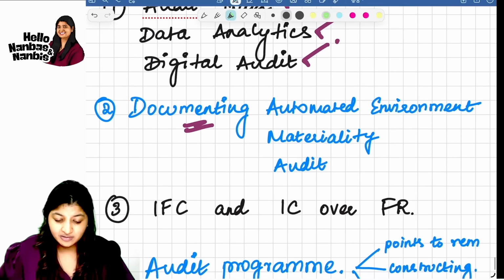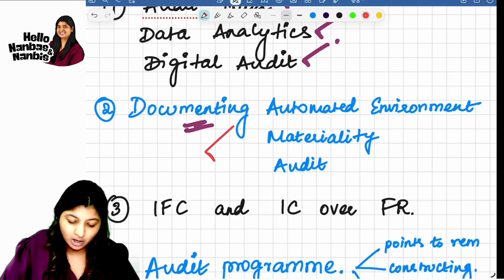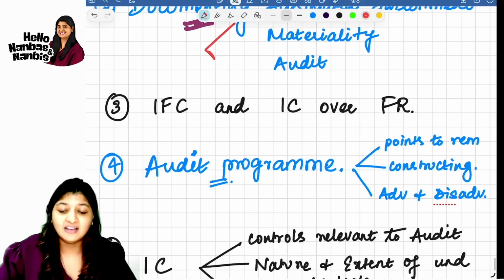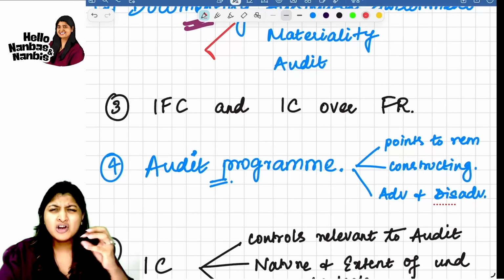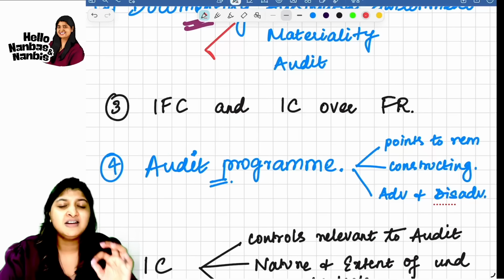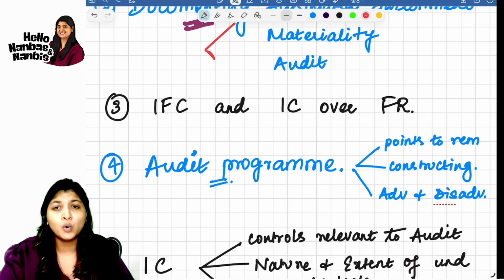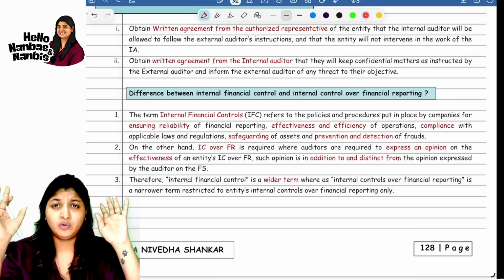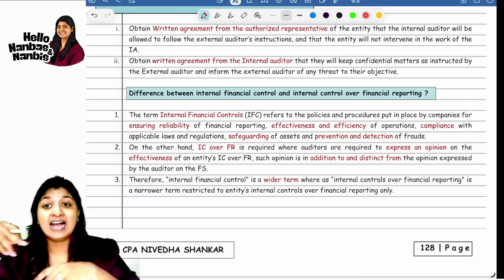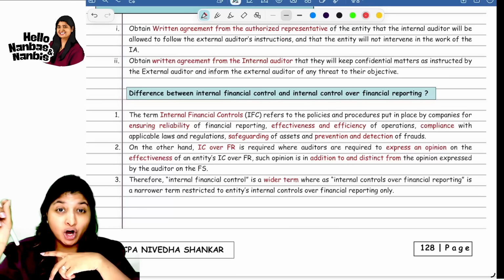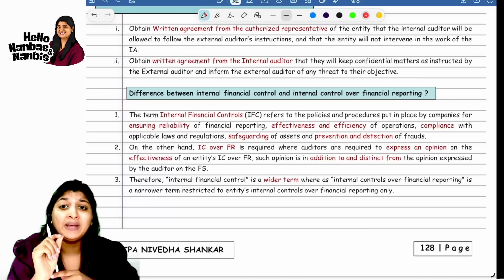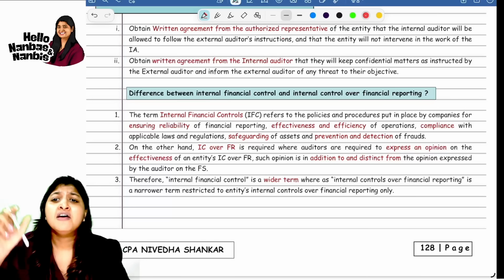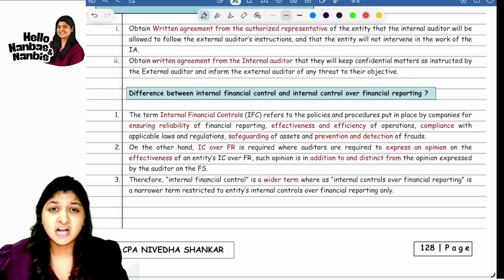Now the next question is with respect to, we are done with all the documenting, IFC and IC over FR. Now the terminology might be similar, but they are completely different concepts. Internal financial control and internal control over financial reporting. See here, IFC is very similar to internal control only. IC over FR on the other hand is a separate opinion that the auditor has to express, and this opinion is completely different from the opinion which is expressed on the financial statements.